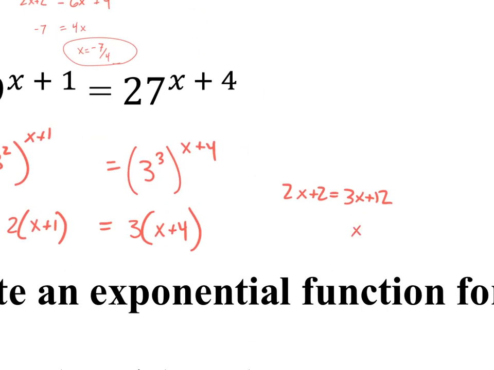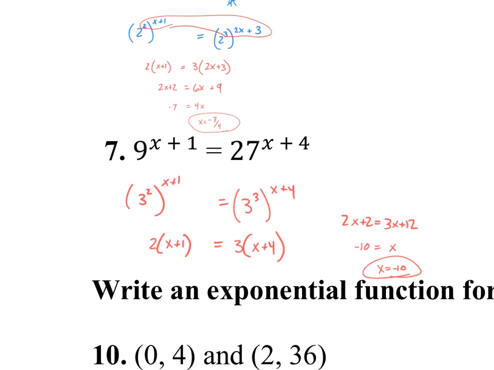Subtract 2x from both sides. Subtract 12 from both sides. And we'll get that x is equal to negative 10. Alright.